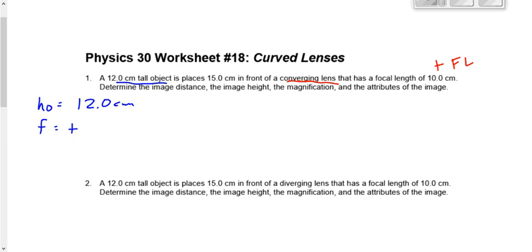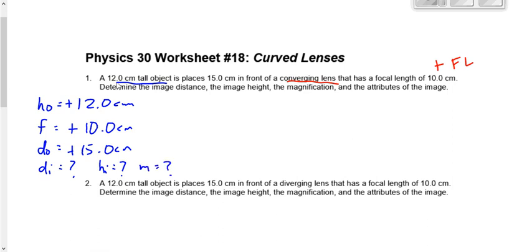That's the one difference between this question and the next question. The next one, it's negative 10.0. We want to determine the image. We have one more variable here. The object distance is plus 15.0 centimeters. How did I know that the object distance is plus 15? For us, it's always going to be positive, right? Just make it positive. Now we're looking for the image distance, DI. We're also looking for the image height, HI, and we're also looking for the magnification. We're looking for attributes as well, but we'll worry about that after we've solved the math.